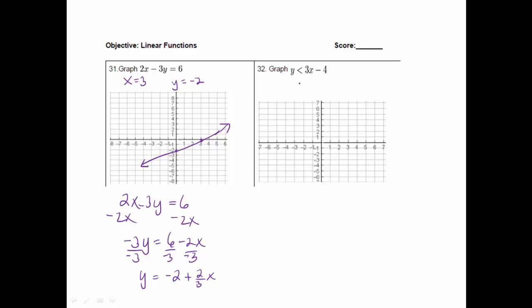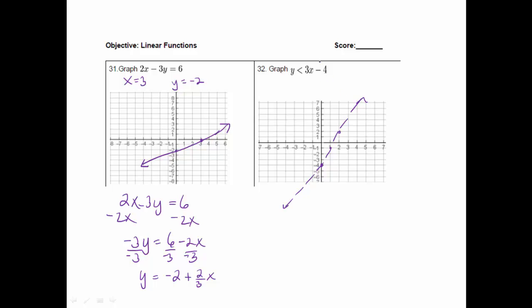All right, the next one we have y is less than 3x minus 4. I'm going to just graph like normal. We're going to start down at negative 4, put a dot. Our slope is 3, so from there we'll go up 3 over 1. I'll do that a couple times. Up 3 over 1. There is no equal sign, so we know this is going to be a dashed line.